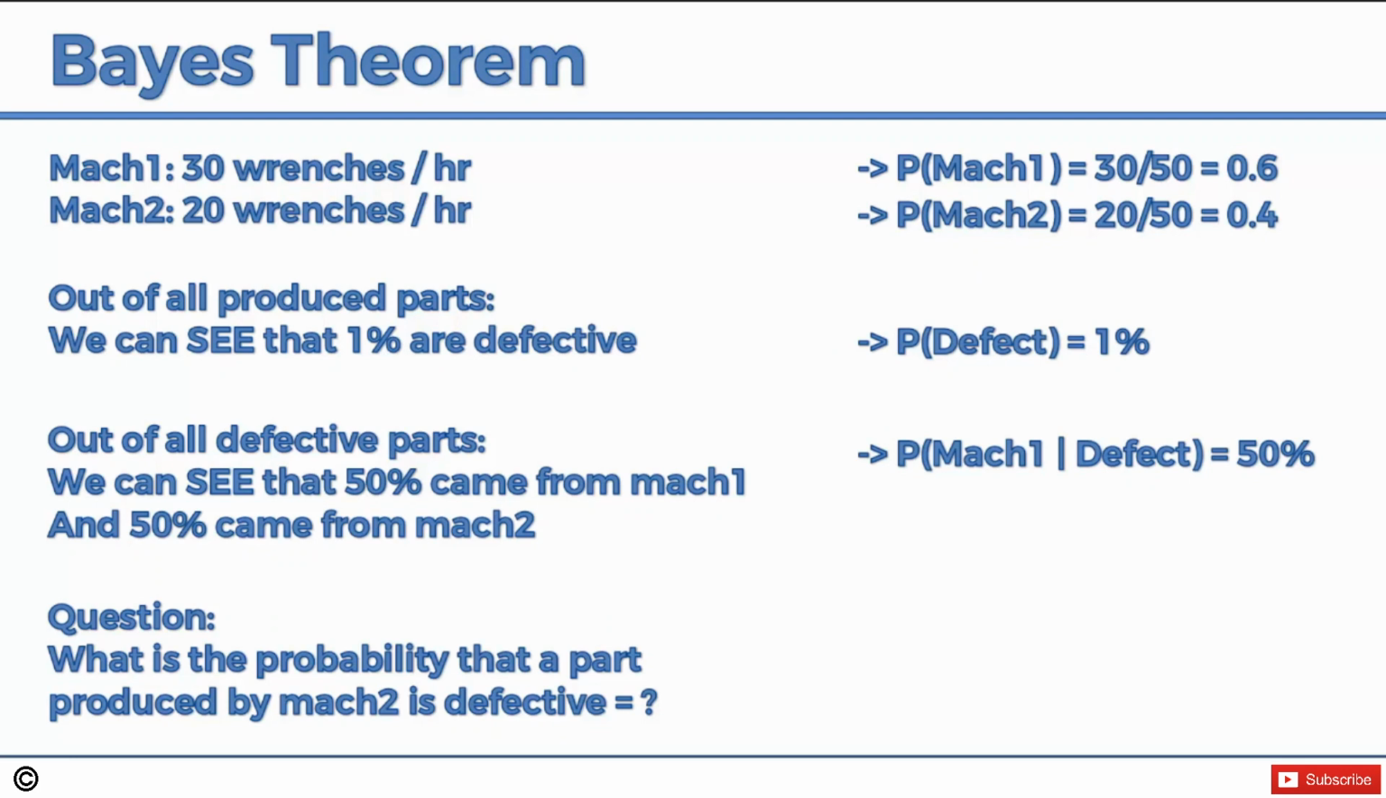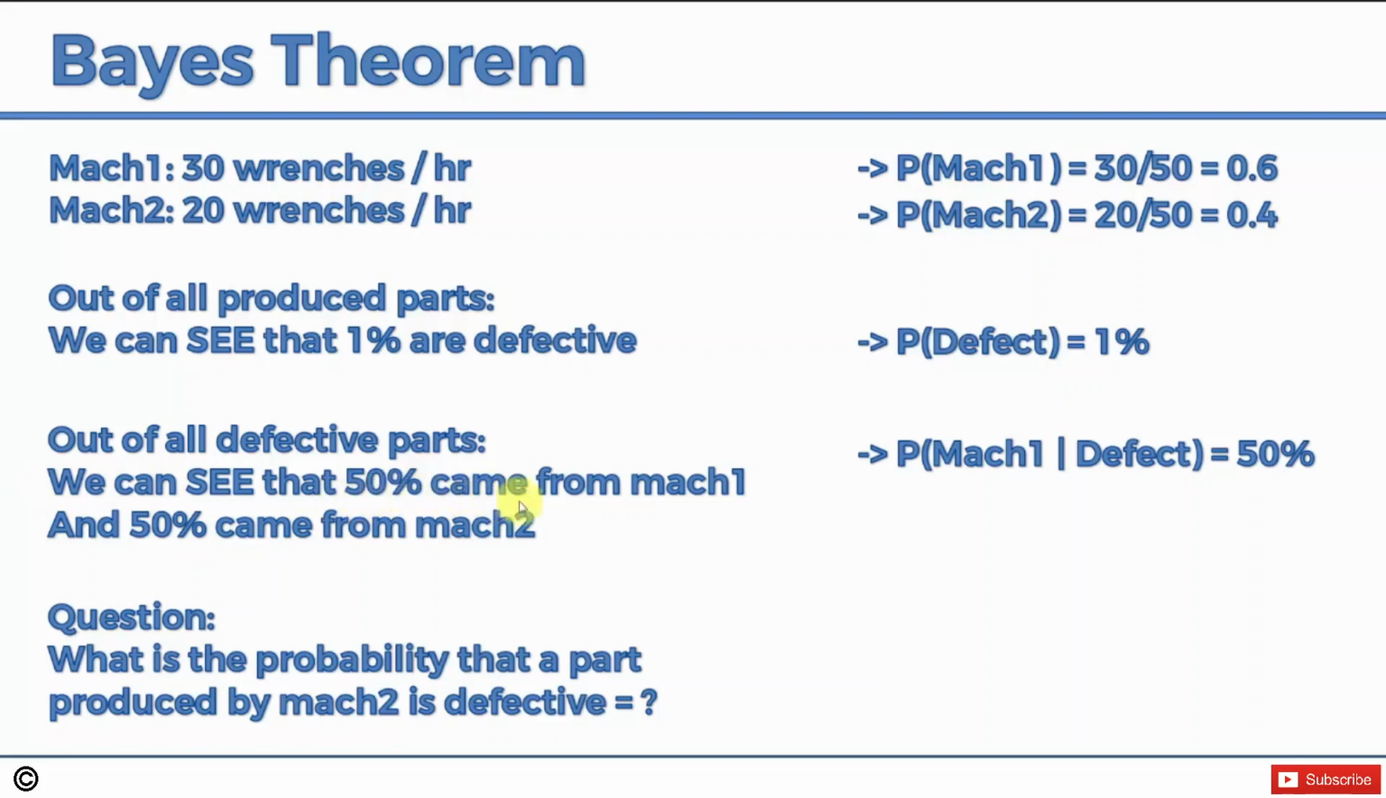P of machine 1 vertical line defect equals 50%. So the vertical line in mathematical terms means given. Here you can see P of machine 1 means the likelihood or probability of a part coming from machine 1. Here it's the same thing, but given some condition. So this is the likelihood of a part coming from machine 1 given the condition that that part is defective. So you know a priori that the part is defective because you're picking it out of the defective pile. So what is the probability of that part coming from machine 1? Well, it's 50%.